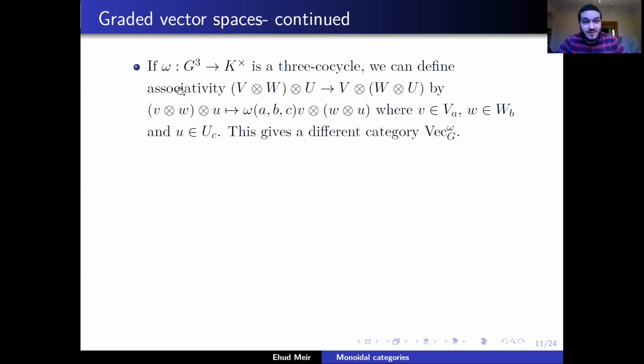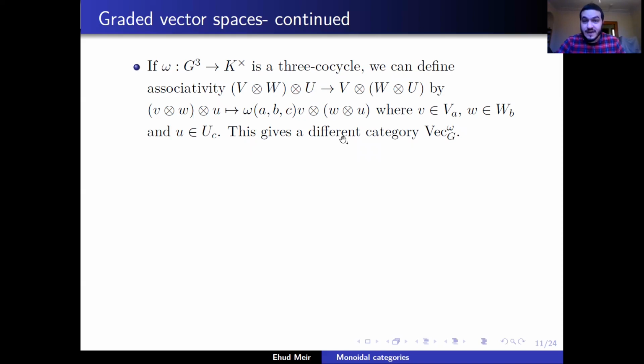So if we have a 3-cocycle omega going from G cubed to K star, where K is the ground field, we can define associativity, again, going from V tensor W tensor U to V tensor W tensor U by sending V tensor W tensor U to omega of A, B, C times V tensor W tensor U. So it looks like the usual associativity, but we multiply it with this element omega. And when you look at the diagram we had in the beginning, this hexagon diagram, the commutativity is actually exactly equivalent to saying that omega as a function satisfies the identity of being a 3-cocycle.